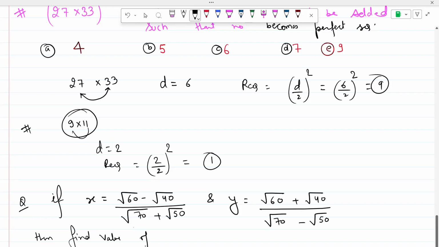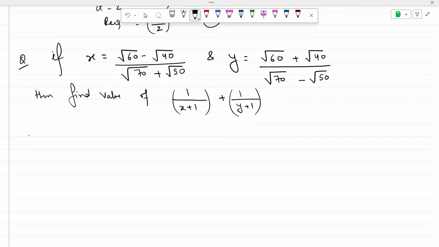Then find the value of 1 over x plus 1, plus 1 over y plus 1. And your options are A 2, B 1, C 3, and D 4. The question looks very complicated, but the options look very simple. I think there's a trick to this. And since your examination guidelines say that for irrational numbers, calculations are important, this question is very important.